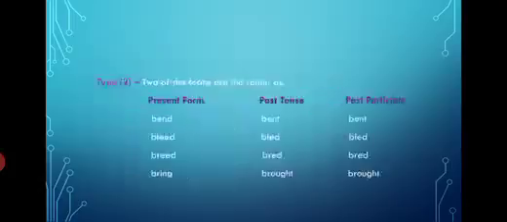Type 2, two of the forms are the same. In this, the present form is different from the second and third. Here, present form, past form, past participle. Bend is the present form, past tense is bent, past participle is bent. Bleed, present; past bled, past participle bled. Breed, present; bred, past; bred, past participle. Bring, present form; brought, past form; brought, past participle.